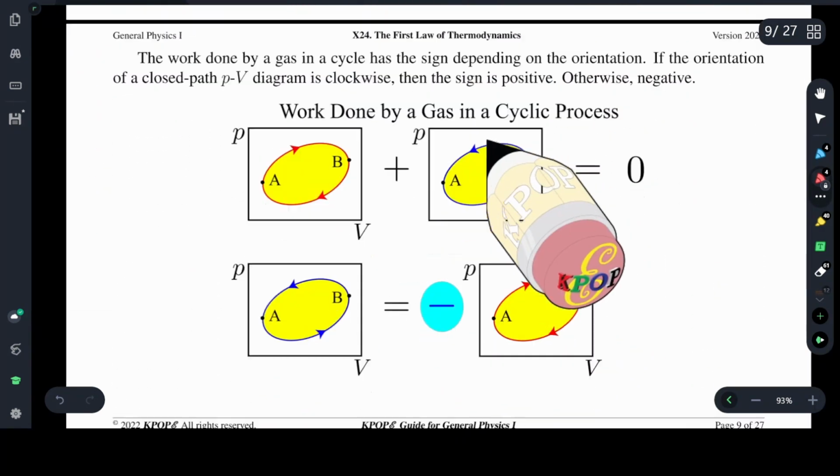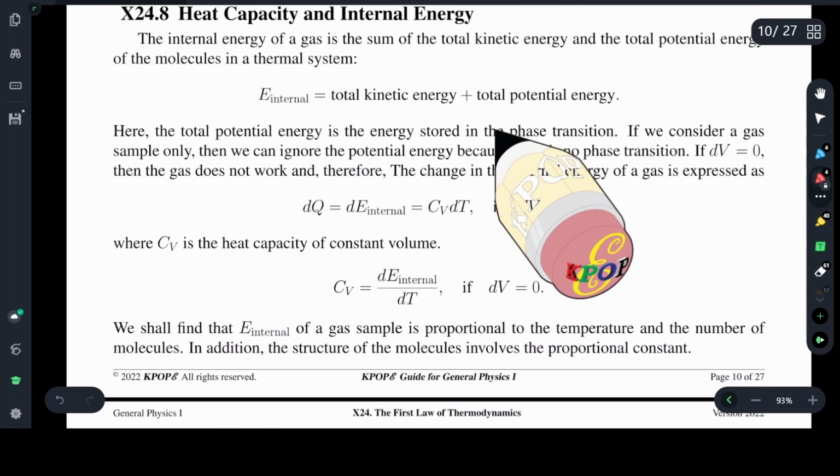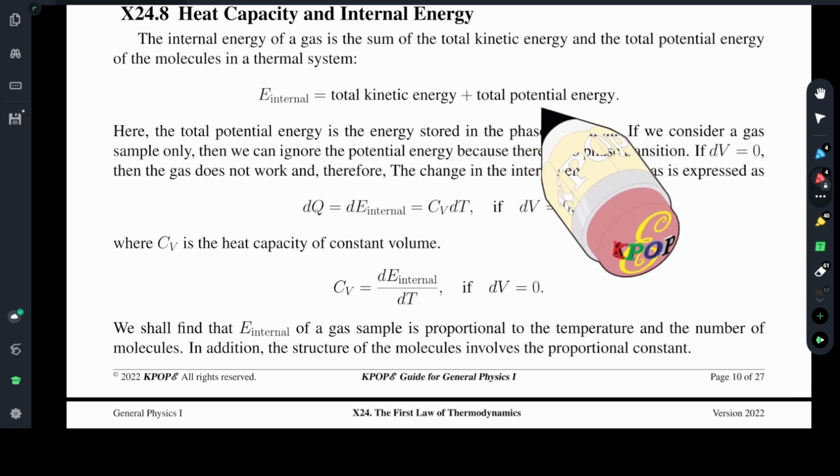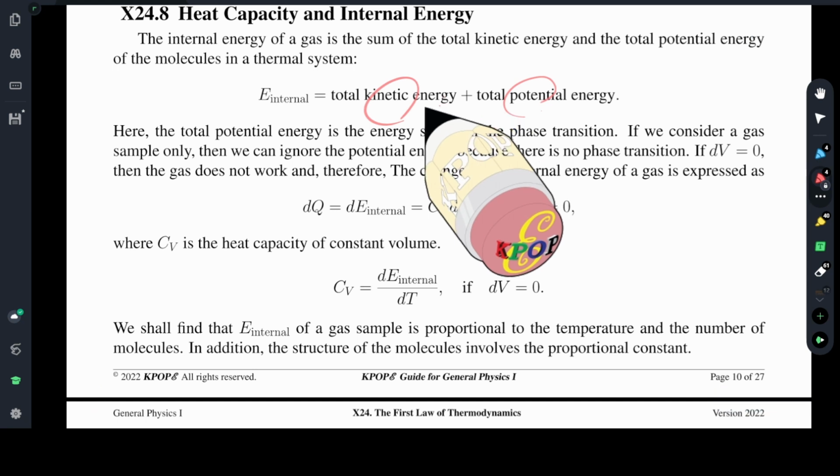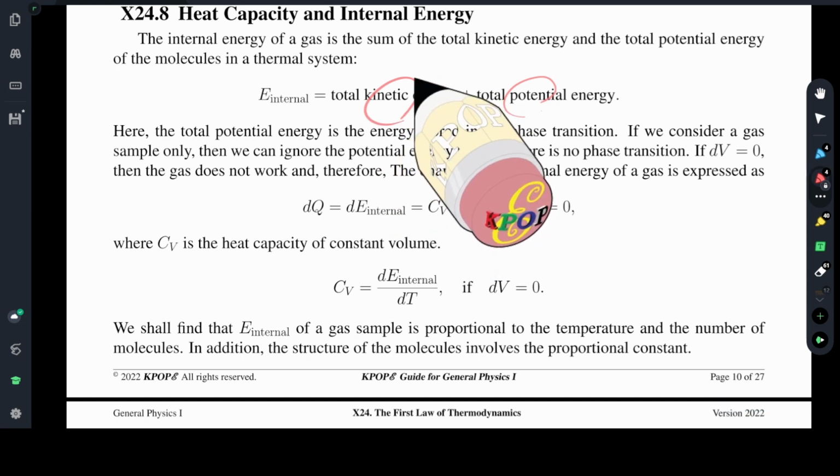So this is the summary. Next, we consider heat capacity and internal energy. The internal energy is total kinetic energy plus a total potential energy. And in here, the total kinetic energy represents the vibration, and the total potential energy represents the latent heat.